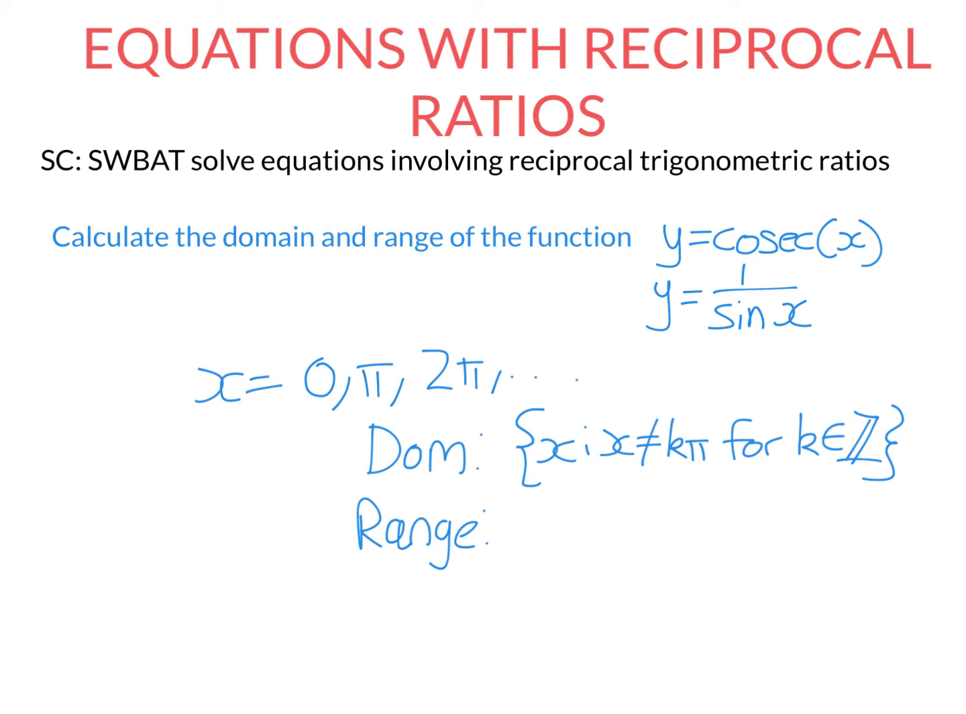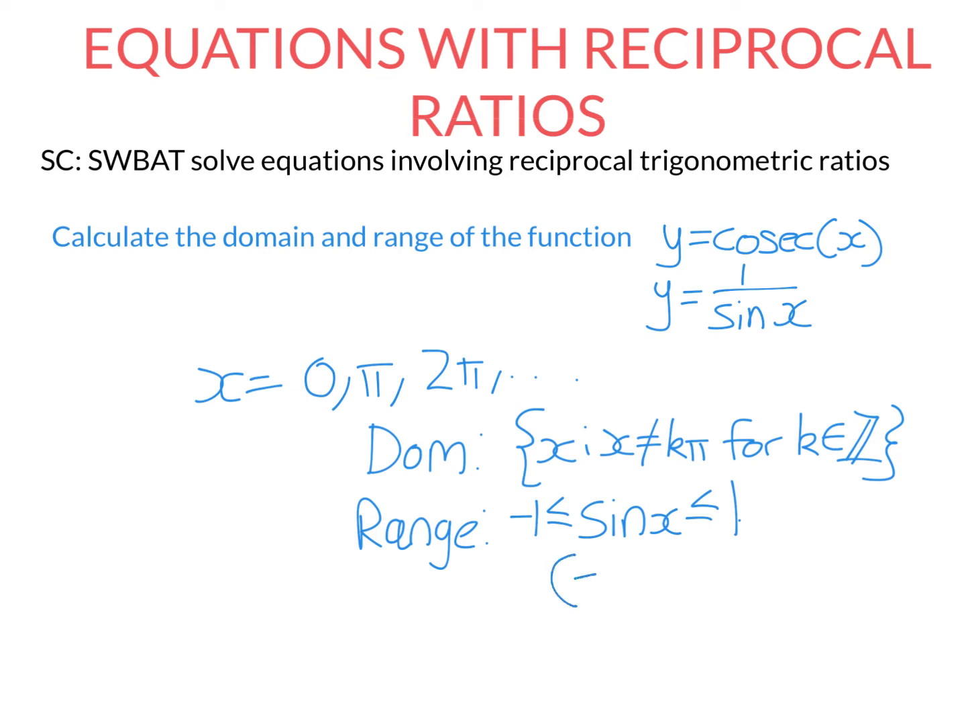So what about the range? What values can cosec of x take? Well, remember, we have to have that sine x is between -1 and +1. So when you divide 1 by a number that is between this, you get a number that's either more than 1 or less than -1.